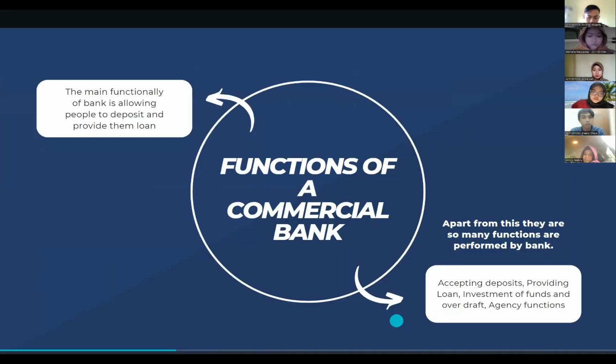Okay, the next one is, what are the functions of a commercial bank? Apart from this, there are so many functions that are performed by banks. The first one is accepting deposits, providing loans, investment of funds, and overdraft agency function. But the main function of a bank is allowing people to deposit and providing them loans.